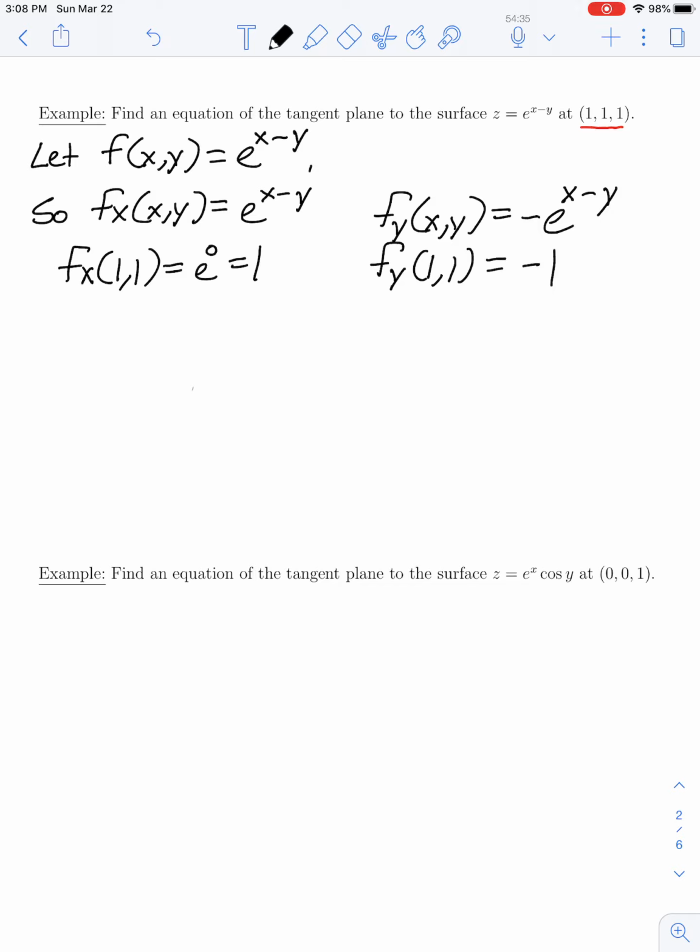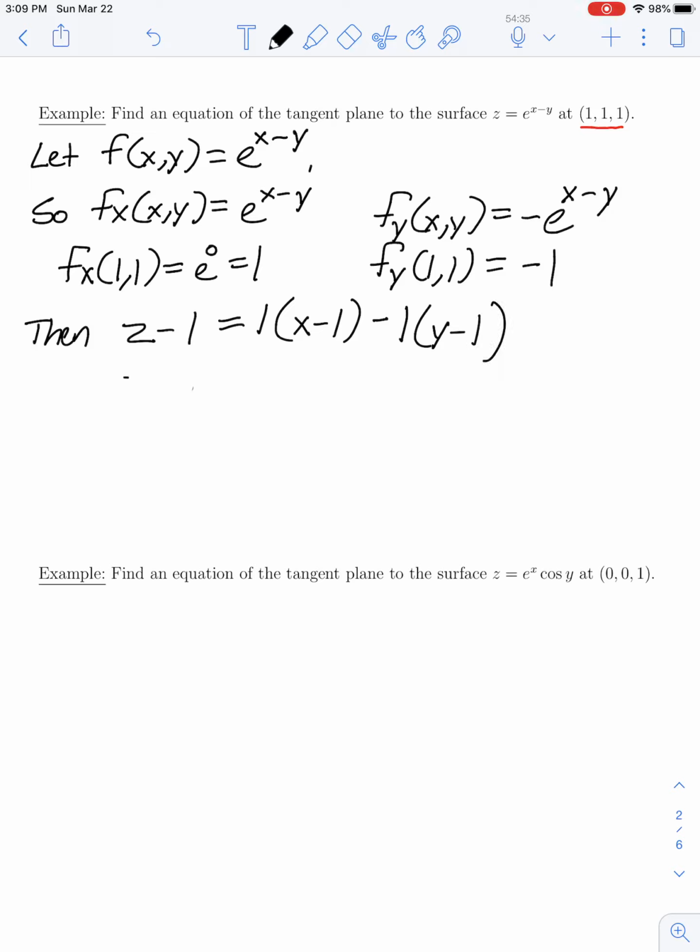So once we have these components, we're ready to apply our theorem for the equation of a tangent plane. And recall from our theorem that this equation is given by z minus z naught, which is 1, is equal to the partial derivative of f with respect to x, which we found to be 1, times x minus x naught, which is 1, plus the partial derivative of f with respect to y, which we found to be negative 1, times y minus y naught, and here y naught is 1.